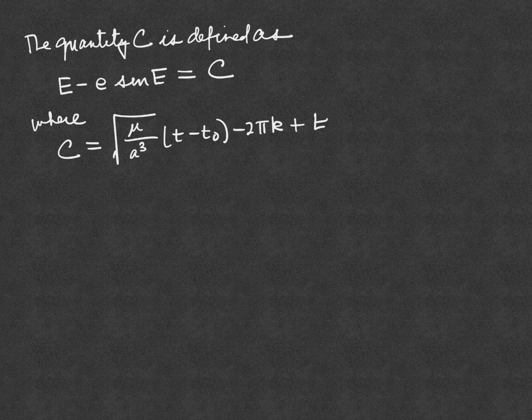minus little e times the sine of E0. Now, that came from the fact that when I rearranged Kepler's equation, I actually got it in the form that I'm showing you here, where C is this big constant.